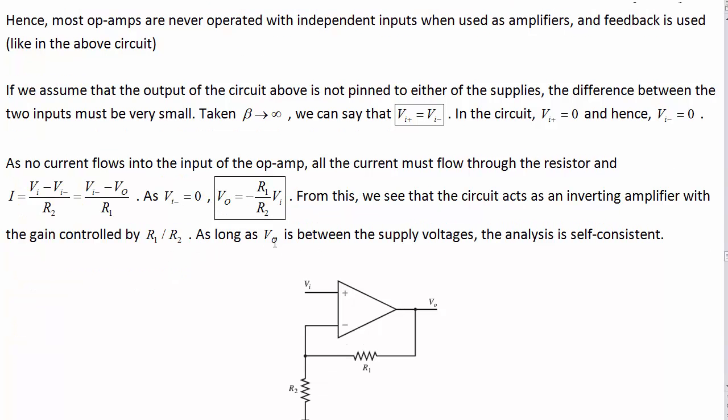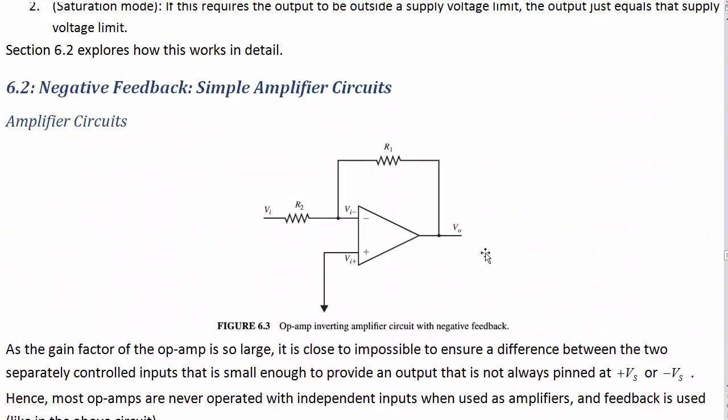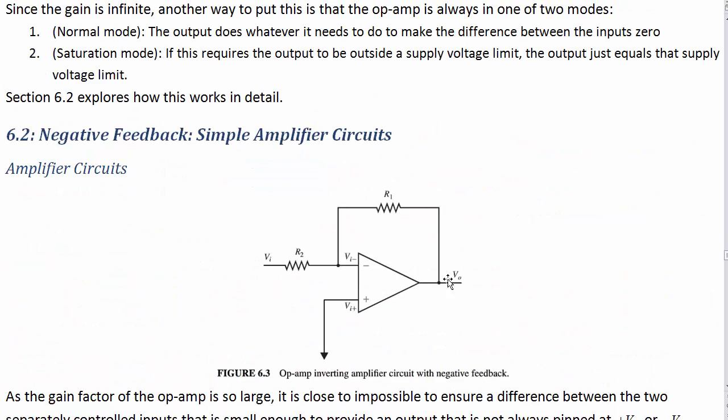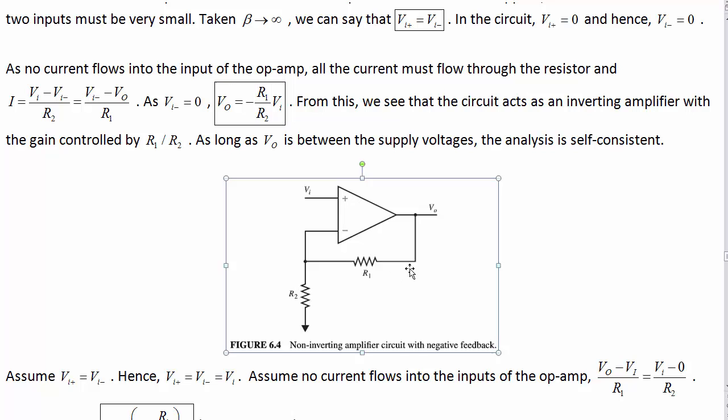As long as V out is between the supply voltages, the analysis is consistent, and this works. So this would break down if we put in enough input voltage that the output is forced to be either the positive supply voltage or the negative supply voltage. Now the next circuit that we're going to look at is the non-inverting amplifier. This is a non-inverting amplifier with negative feedback.